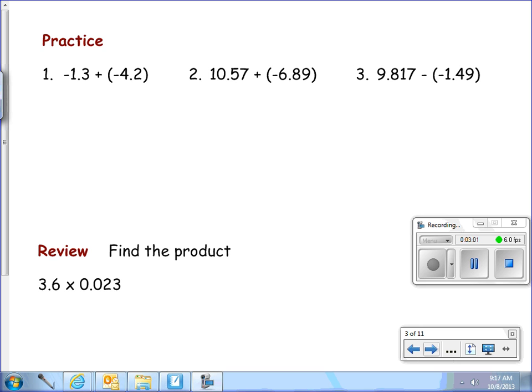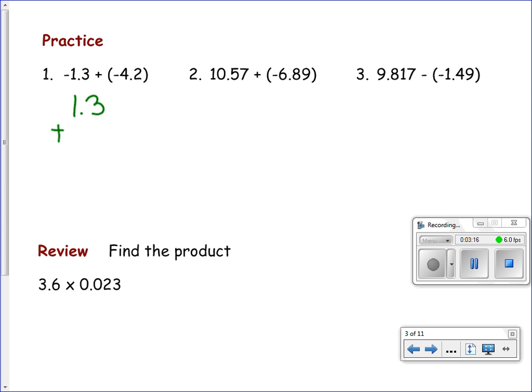Now we're going to practice. In number 1, they're both negative, so just add them as you would normal decimals, and the answer is going to be negative. I want you to work these out in your notes. Number 2, they're different signs, so you will subtract. You take the absolute value of the larger, and that will be the answer, the sign in your answer.